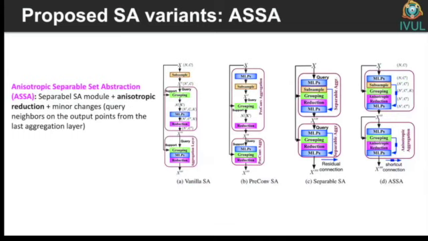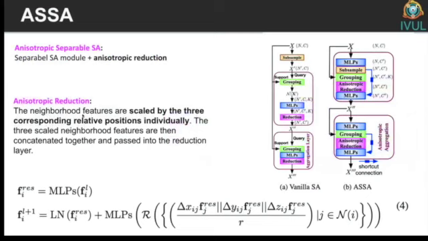The first two variants mainly focus on improving the efficiency of the vanilla ASSA module. This does not change the isotropic nature of the vanilla ASSA. So here, in our final version, we introduce the anisotropic operation into the ASSA module. We replace the reduction layer by our proposed anisotropic reduction layer, and therefore improve the accuracy. The anisotropic reduction is formulated in the following.